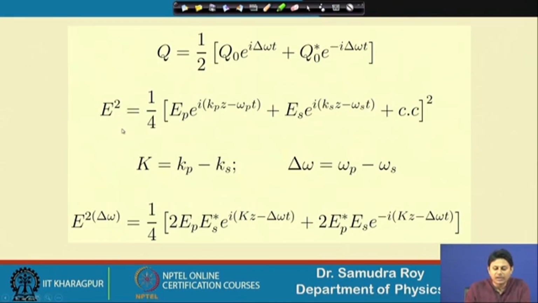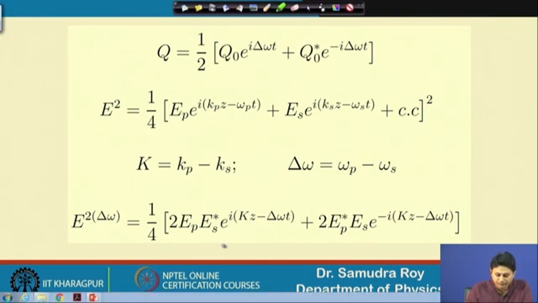When you calculate E square, then we take out only those terms which are vibrating at a frequency delta omega. The component of E square with delta omega frequency is this one. So, how will we get this frequency delta omega? So, omega p minus omega s, it is simple. So, omega p minus omega s means this has to be omega p and omega s is negative. So, that means we should have a star of this quantity, which is the complex conjugate, here.